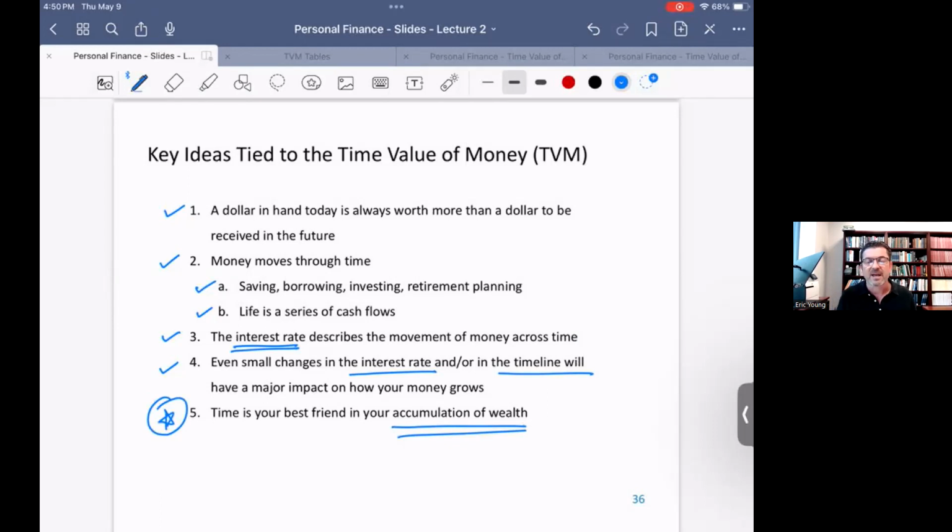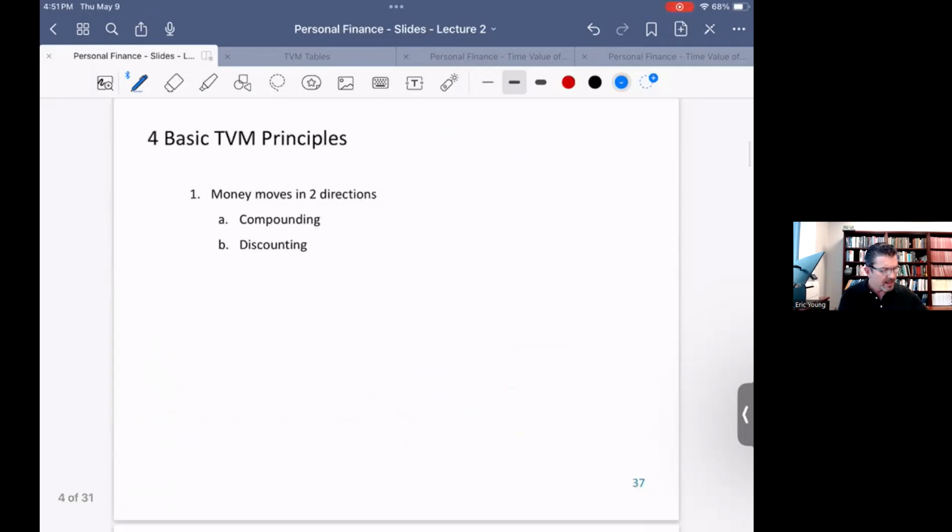Now, the flip side of that is, unfortunately, for people who don't understand the time value of money and they play the game the wrong way, time is not their best friend, it's their worst enemy. Because the same forces that work in your favor when you understand time work against you if you don't. Okay, so let's keep those key ideas in mind.